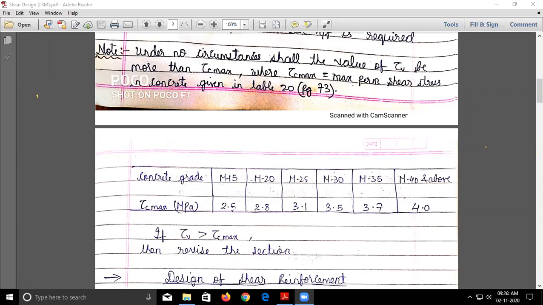Is this clear everyone? Yes, am I audible? Yes, sir. Yes, what is the equation I just told you? I hope you have noted that down. 0.62 into under root fck. Yes. So now let us move on.